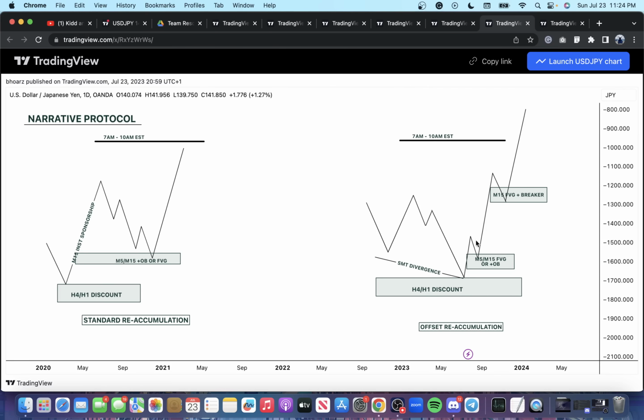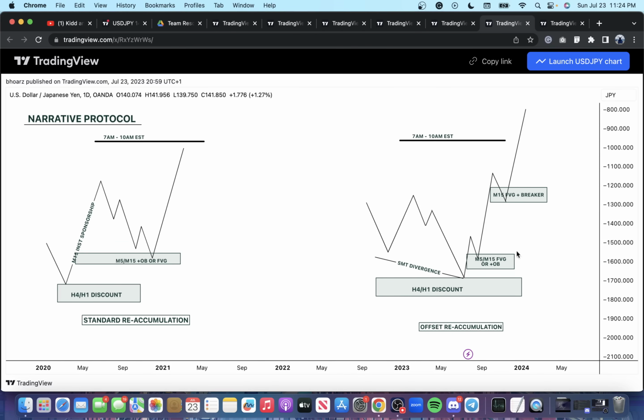Now, with the offset reaccumulation protocol, the market actually runs low of the range. And what a lot of traders fall into a trap of is going in expecting this kind of delivery here, and the market just falls short of that. Then they think maybe they're wrong in their buys. All along, the market was just going straight down into a 4-hour or 1-hour discount to see expansion from. Again, what gives context to this as a manipulation is your daily directional premise.